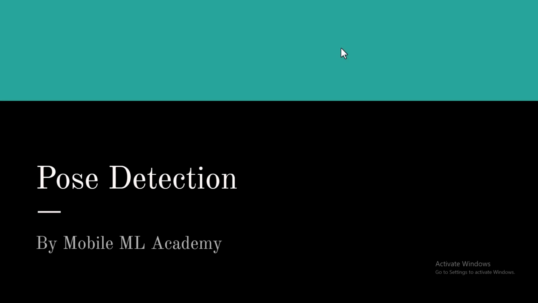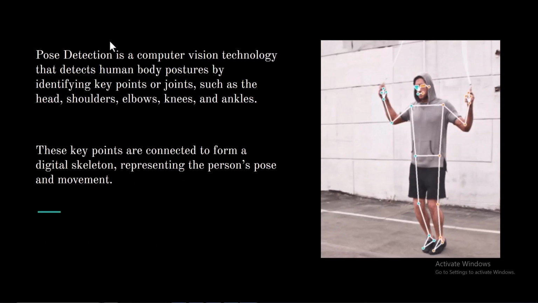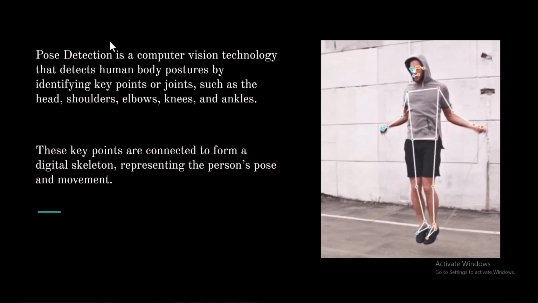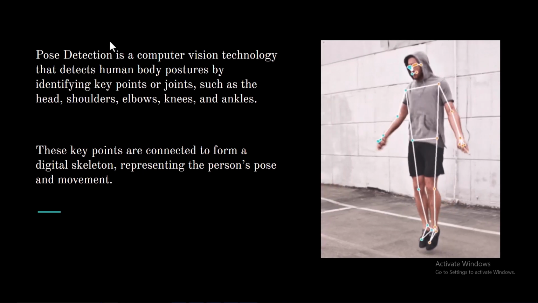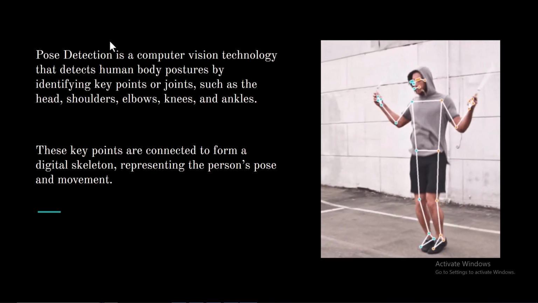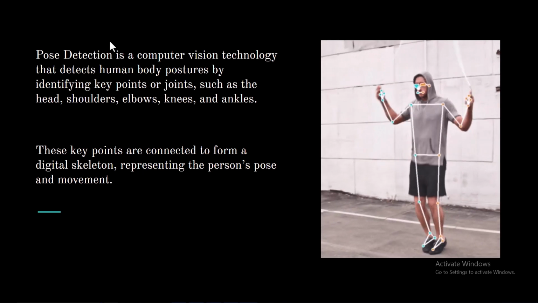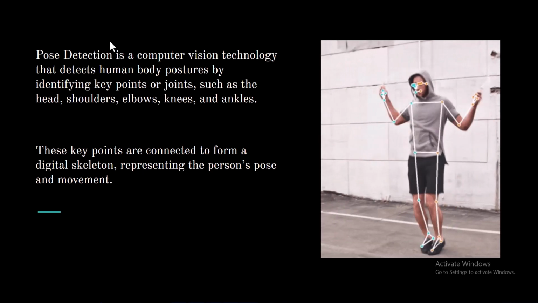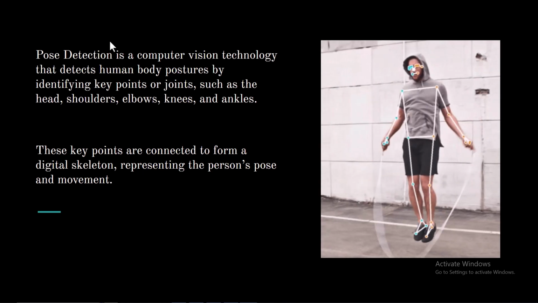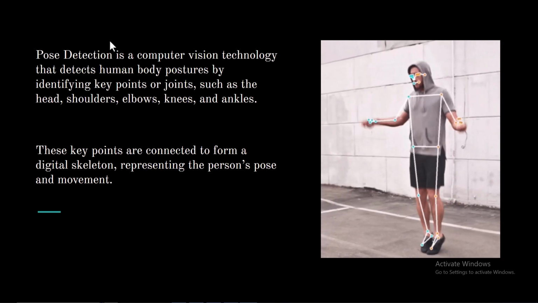So now let's look at the basic introduction of pose detection. So what is pose detection? It is actually a computer vision technology that detects human body postures by identifying key points or joints such as head, shoulders, elbows, knees, ankles, and so on. And then these key points are connected to form a digital skeleton representing the person's pose and movement. So in simple words, it is a machine learning model which can detect human body joints, and then we can use those joints for a variety of different applications.